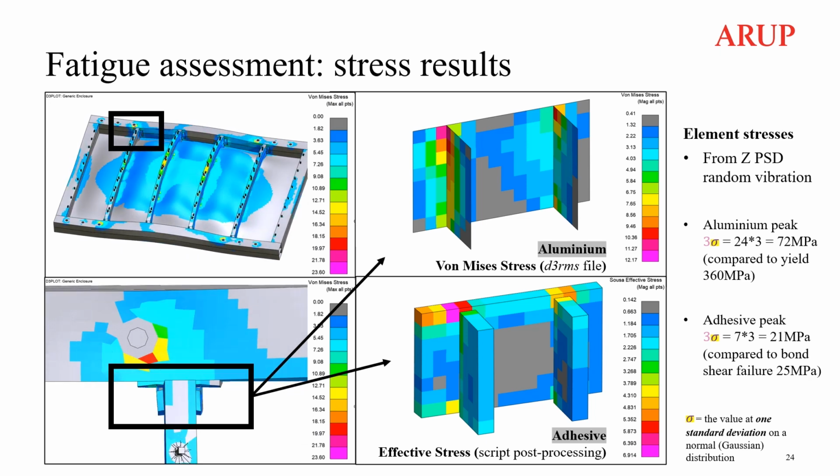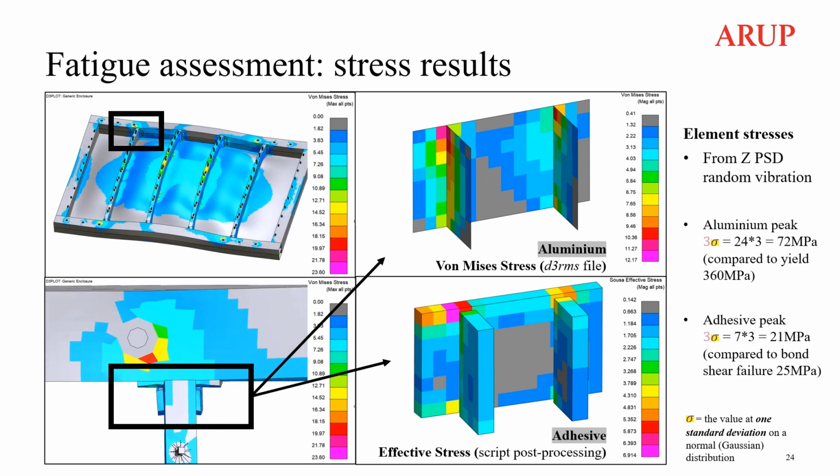For the adhesive, the peak effective stress, post-processed using the Sousa method, is 7 megapascals, giving a 3 standard deviation value of 21 megapascals, which is lower than a typical adhesive bond shear failure value of 25 megapascals.